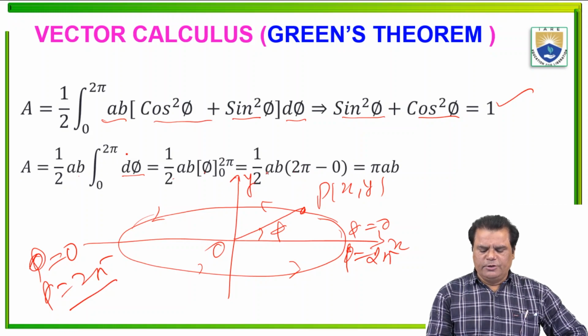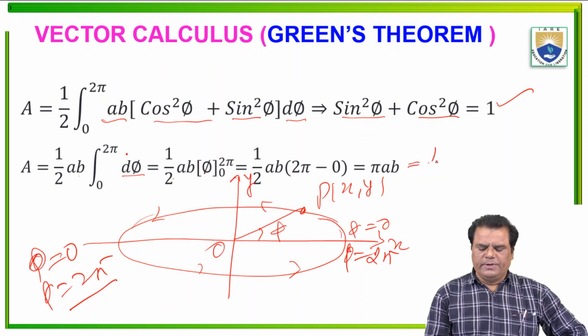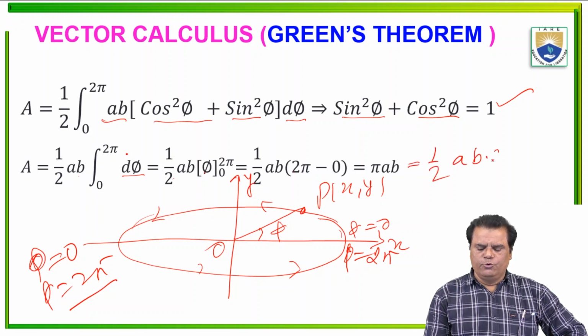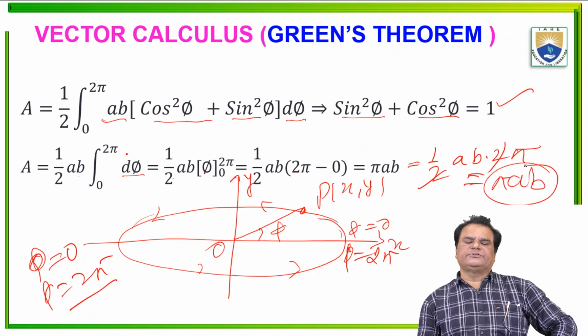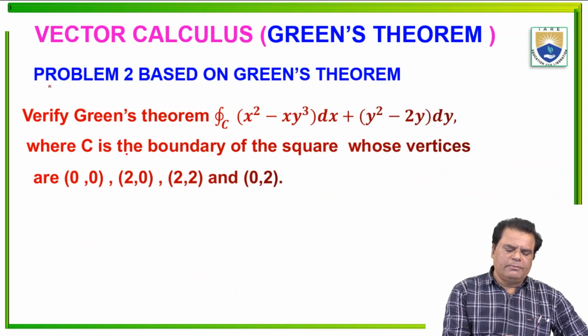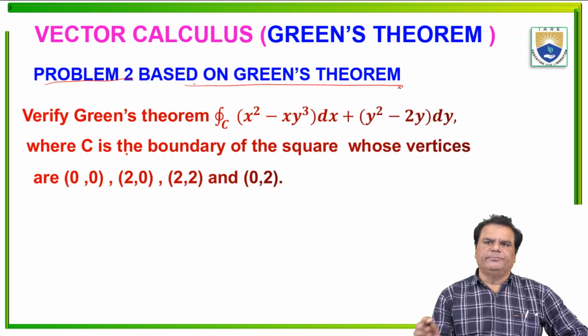So this is 1 upon 2 into 2 pi. So this equals 1 upon 2 AB into 2 pi. The 2 is cancelled, so pi AB. Pi AB is the area of an ellipse. Okay. Now problem 2 based on Green's theorem.